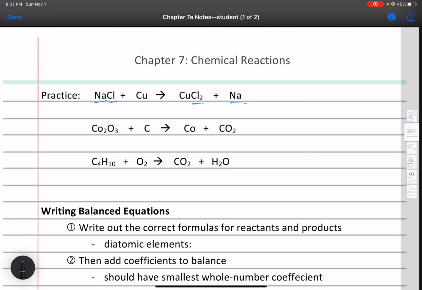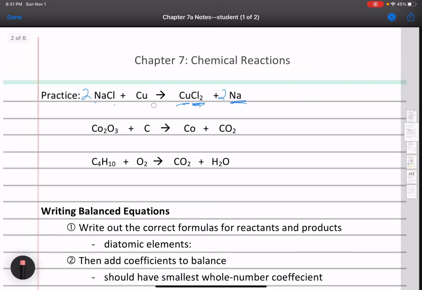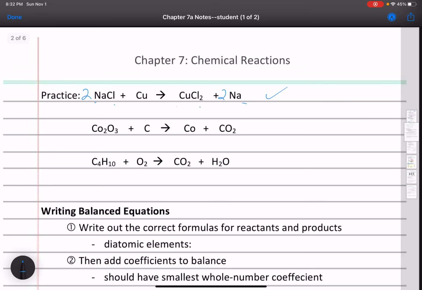Chlorine and chlorine. So we've got 1 chlorine and 2 chlorine. So I need to fix that by adding a 2 here. So now I have 2 chlorines on both sides of the equation. But now I've also made 2 sodiums on the reactant side. So I'm going to add a 2 here to balance my sodiums. So I've got 2 sodium, 2 sodium, 2 chlorine, 2 chlorine, 1 copper, 1 copper. Everything checks out. We are now balanced. So check.